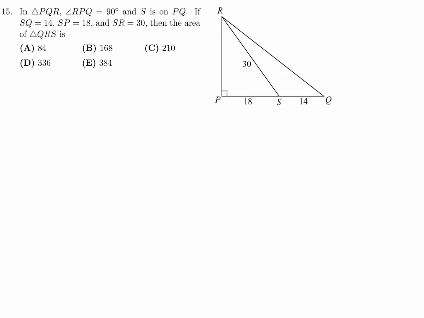In triangle PQR, angle RPQ is 90 degrees, and S is on PQ. If SQ is 14 and SP is 18, SR is 30, then the area of triangle QRS is. QRS is this guy right here. So just be careful, read the question carefully and don't calculate that whole triangle. Okay, well, QRS, that area will be 1/2 base times height. The base, I can use that guy, which is 14. And the height, I can use the top to bottom distance right there, which is RP. But RP, I don't know what it is yet, so I have to calculate it.